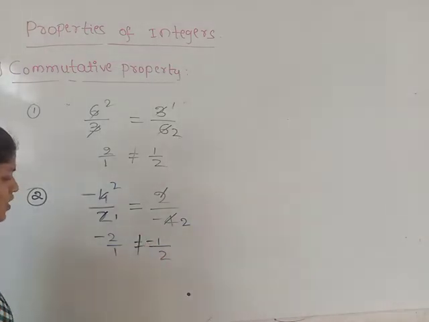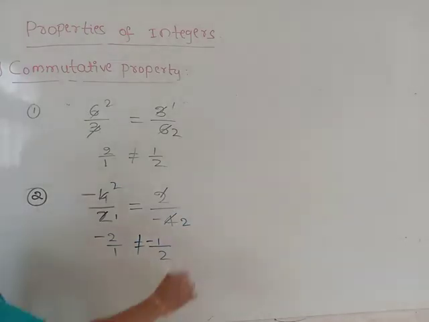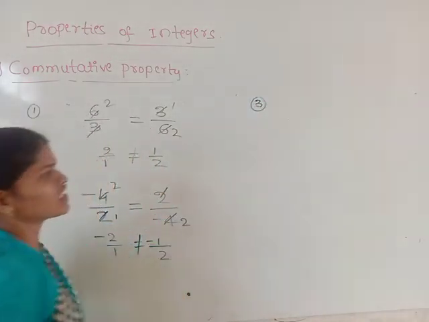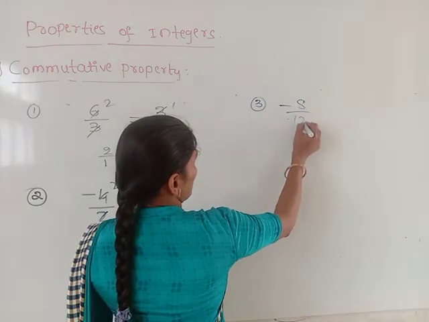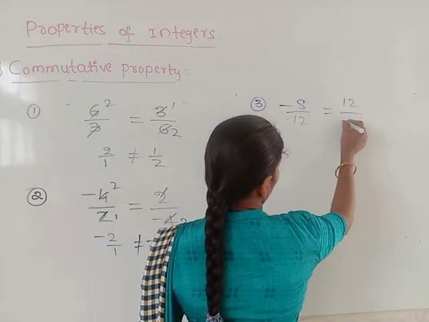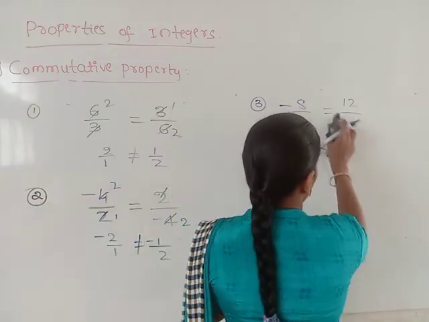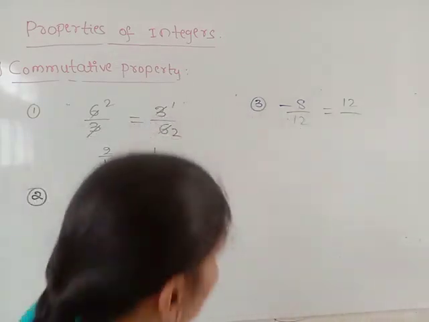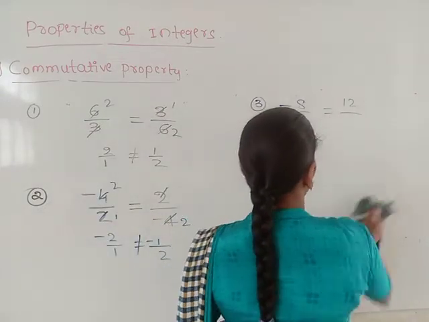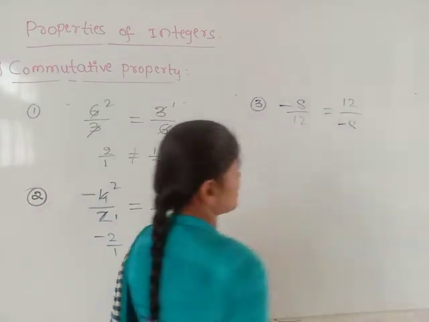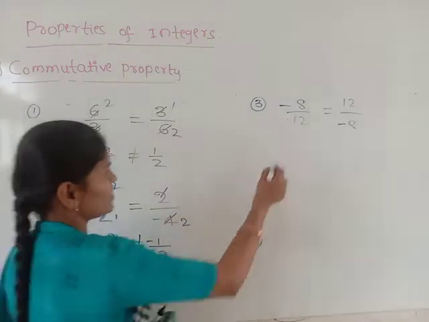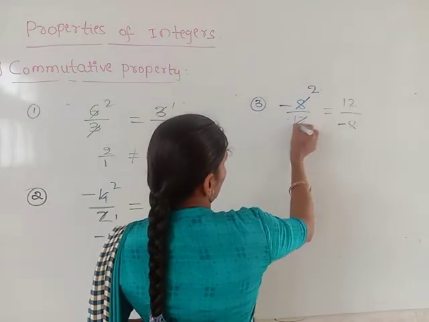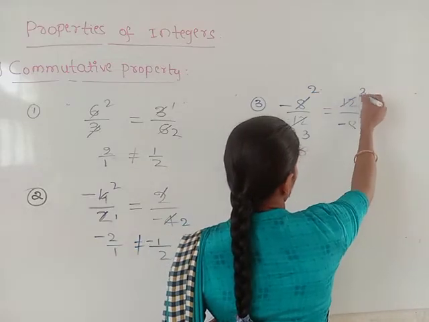No, not equal. Suppose you take both negative integers. Minus 8 by 12, whether it is equal to 12 divided by minus 8. Please check it. Are these two equal? Not equal. Here 4 by 3 and 4 by 2 are different.